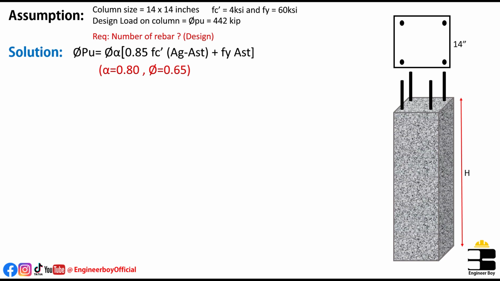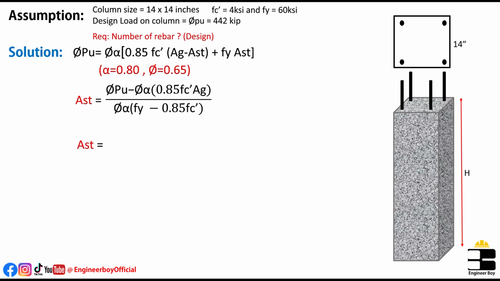And as you can see, in this problem we need the number of rebars. For that, we actually need Ast. Once we have Ast, then we can calculate the number of rebars very easily. So you can rearrange the same formula for Ast. And then what we have to do is just plug in the values and check in the formula.